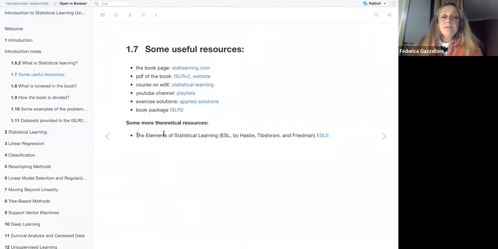So what else can we say? It's very important. The authors started with The Elements of Statistical Learning, which is the theory of statistical learning. This requires a bit more. It's less practical as a book, more mathematical. But this might be useful if you need some extra resource.